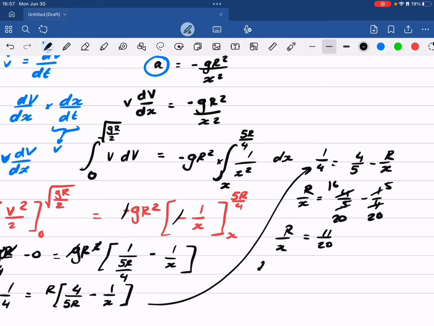Just cross multiply a little bit. You get 20r is equal to 11x. We want to find x as a function of the radius, so we just want x as some function of r. Therefore, x is equal to 20r over 11. Let me just rewrite that to make it a bit more clear. And that's your final answer.